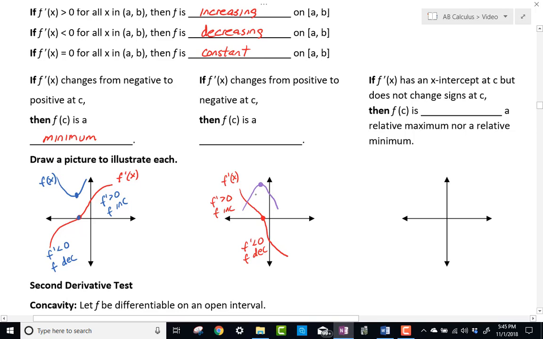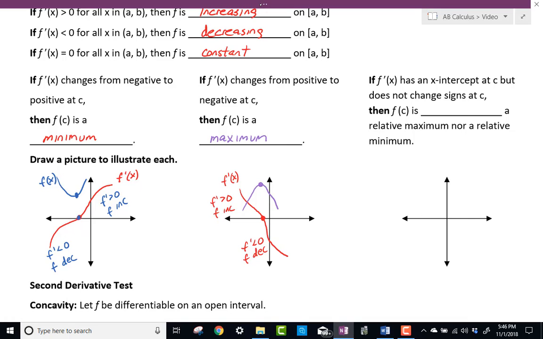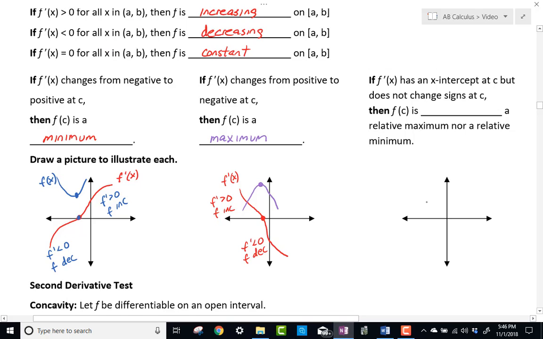So if f prime changes from positive to negative at c, then we know that f of c is a maximum. All right? If f prime has an x-intercept at c, but does not change signs at c, okay? So let's draw what that would look like. Let's go back to red here. So if f prime has an x-intercept, so let's say that this is f prime here, and f prime is coming down like this. All right? So you will notice that f prime did not change signs here.